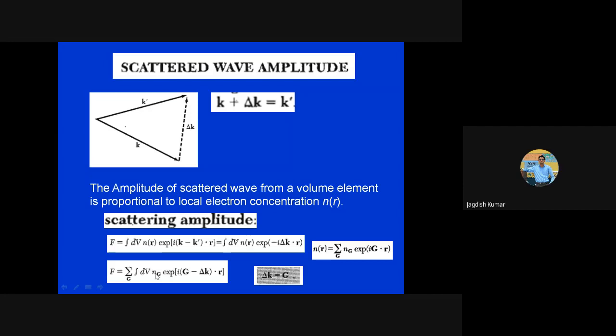Now this N_G is the Fourier coefficient of the electron density. It is not electron density directly. So N(r) and N_G, note the difference. This is electron density in the real space. This is the Fourier coefficient of electron density in the reciprocal space. Now what we did is, we will be getting one term corresponding to e raised to the power iota G dot r. So that's what has come here. And then there is another term appearing already here, e raised to the power minus iota delta k dot r. So that's the second term here. So this is the scattered wave amplitude, now written in terms of reciprocal lattice vectors.